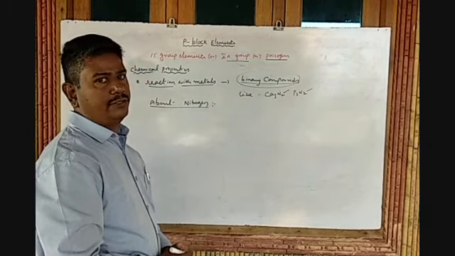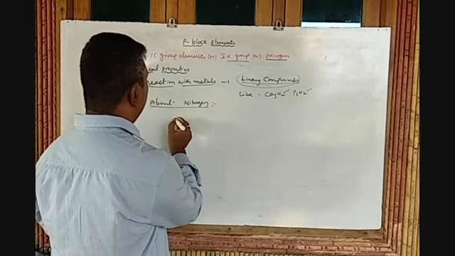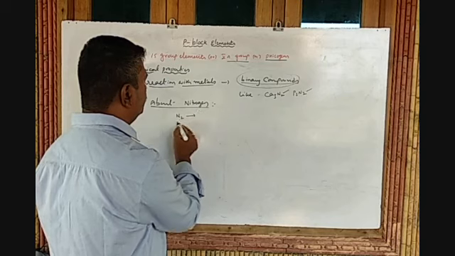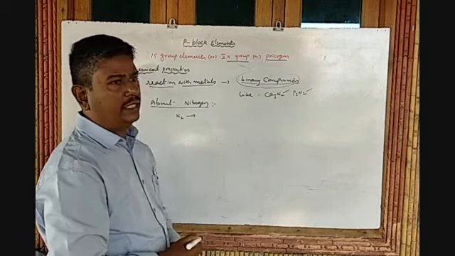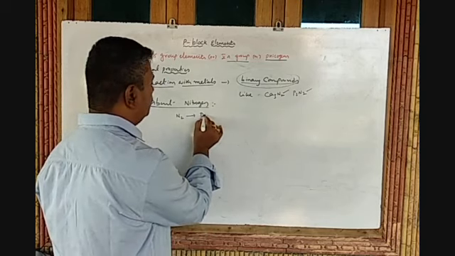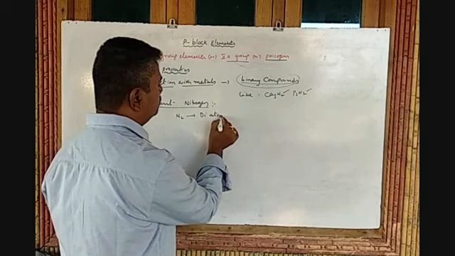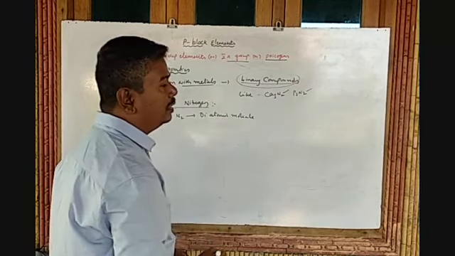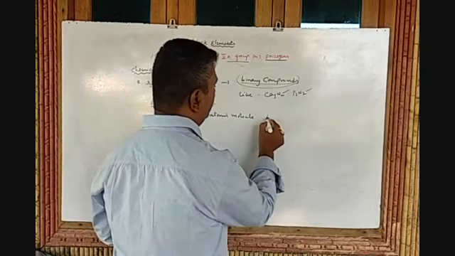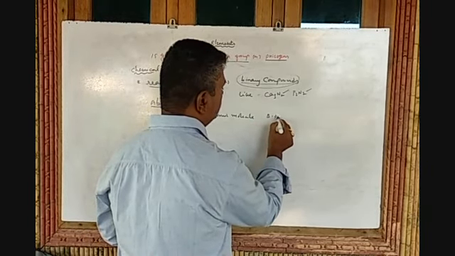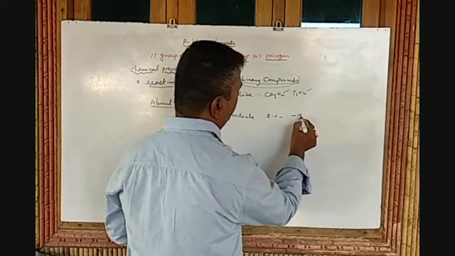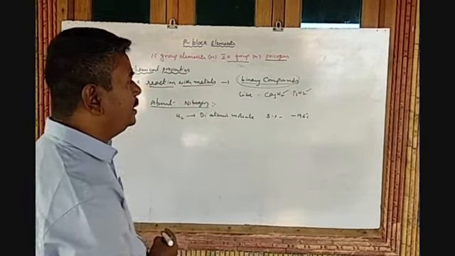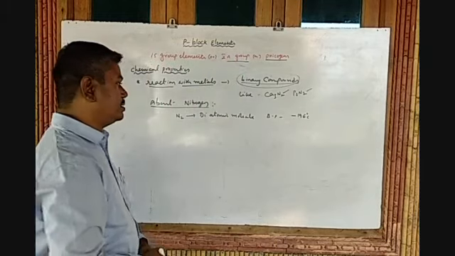About nitrogen. Nitrogen is a diatomic molecule with a boiling point of minus 196 degrees Celsius.